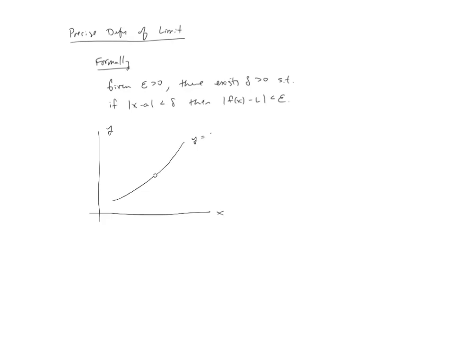And so if this is y equals f of x, then this guy here is our c, and this guy here is our L. So what I'll do now is drop down from here, and I will also drop down from here. These x values will be my c plus delta and c minus delta. As I come across now, these y values will be my L plus epsilon and L minus epsilon.